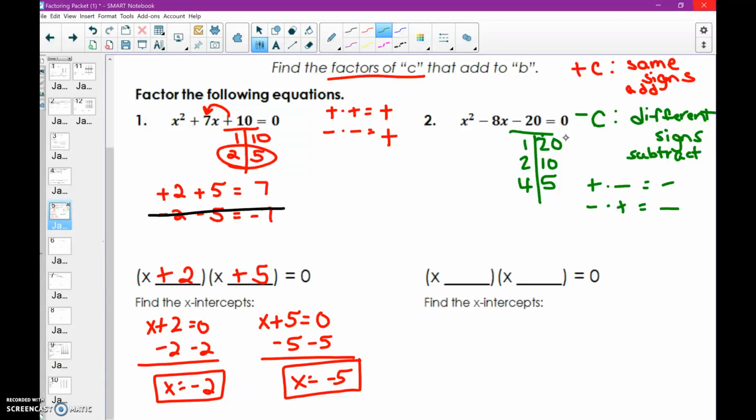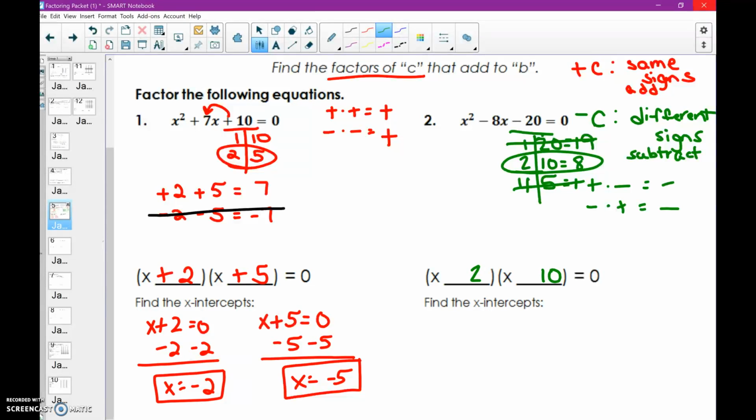Well, 20 minus 1 is 19, so that's no good. 10 minus 2 is 8, so that's pretty good. 5 minus 4 is 1, no good, so it's got to be this guy. So put a 2 and a 10 there, no signs yet, just the numbers.